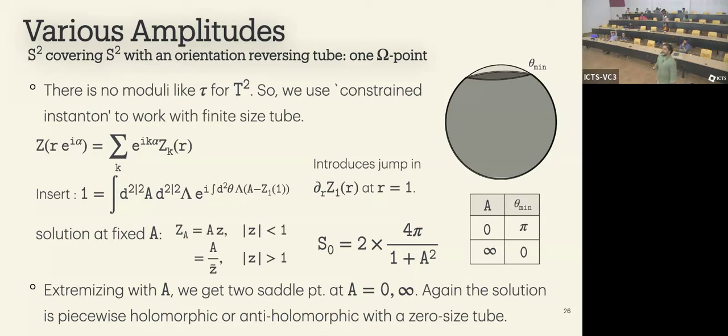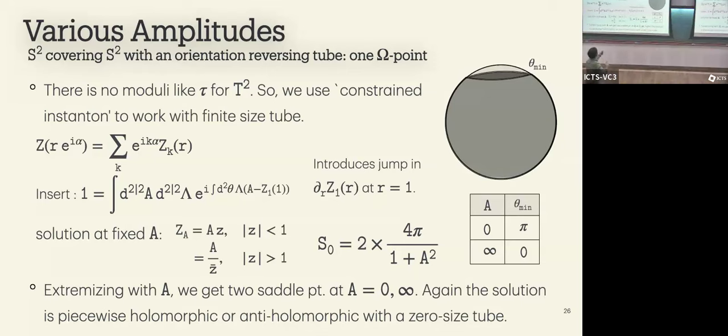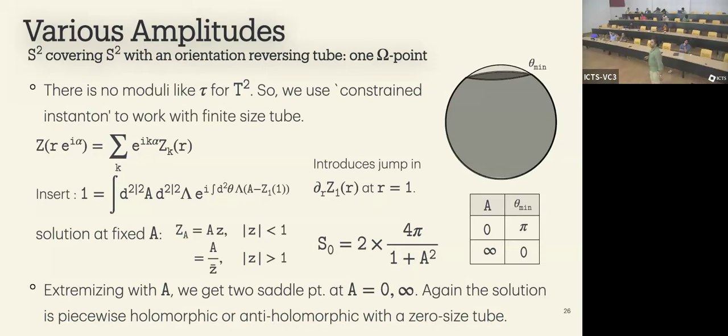What you basically do is you insert an identity. Identity is what? It's an integral over d2a and then a delta function. The delta function is, you take capital G one of one at r is equal to one, okay? And you set it to a. So what this G one is counting is the size of the disk, okay? This G one is actually counting the size of the disk.